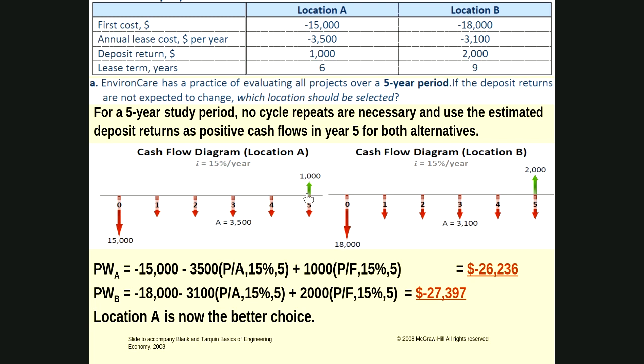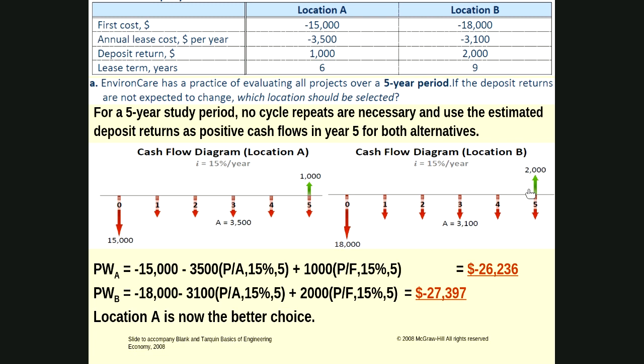As it was going to be placed on year 6 for alternative A, it is going to be placed on year 5. And for alternative B, as the 2000 was going to be placed on year 9, it is going to be placed at year 5. And pay attention to an important message. Write it down, take a remark here.